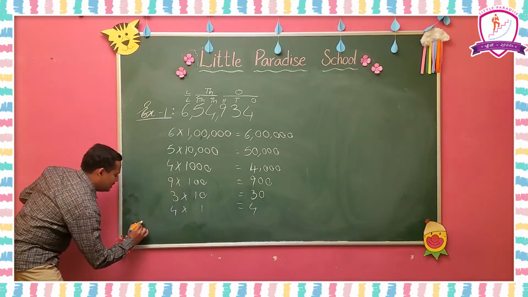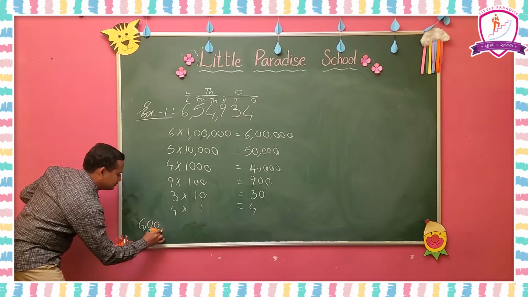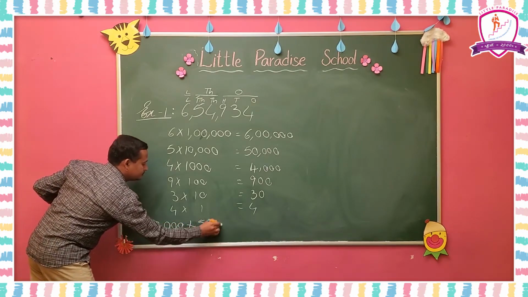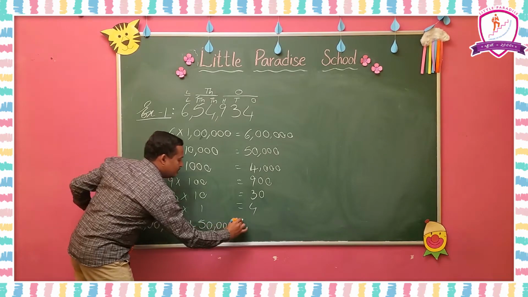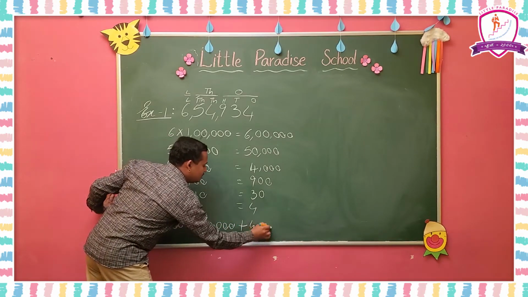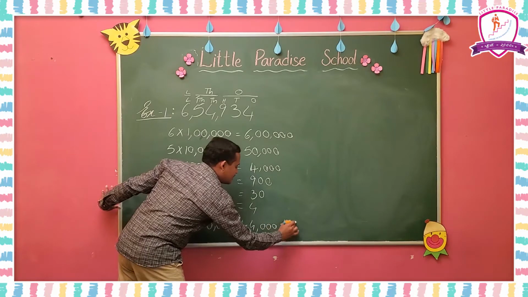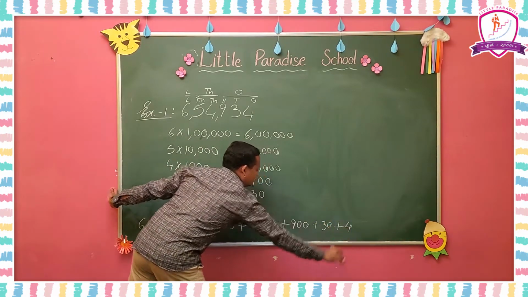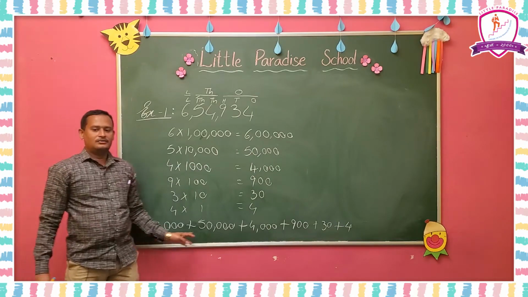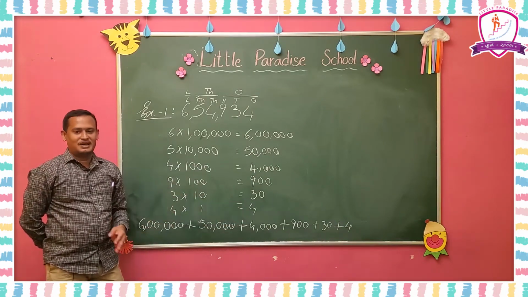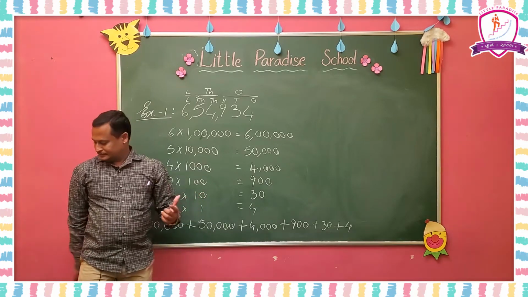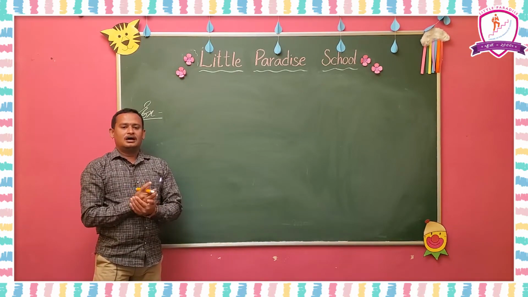So here I am going to write 6 lakhs plus 50,000 plus 4,000 plus 900 plus 30 plus 4. So you have to follow this method to write the expanded form. Like this you have to write the expanded form. Okay, next I am going to explain.